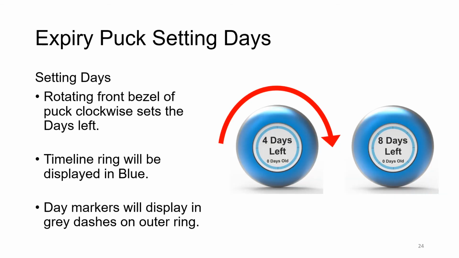Here I've got an example of setting the days on the expiry puck. You simply just turn the bezel clockwise and it sets the date.